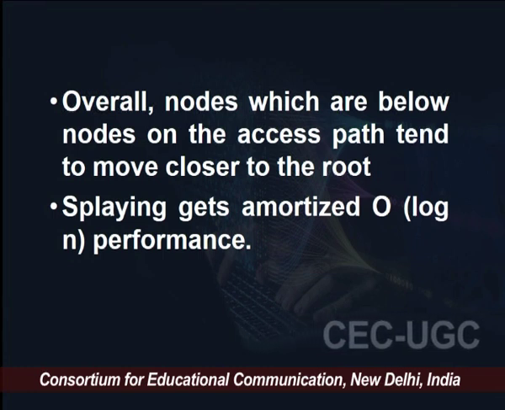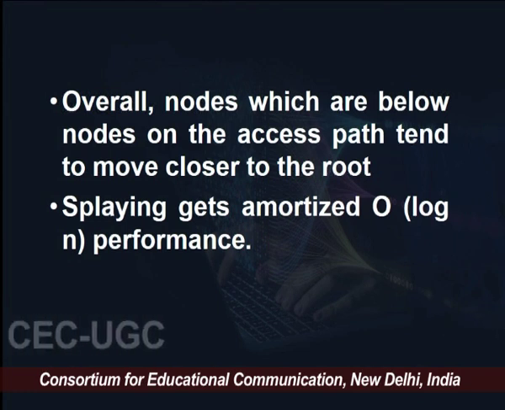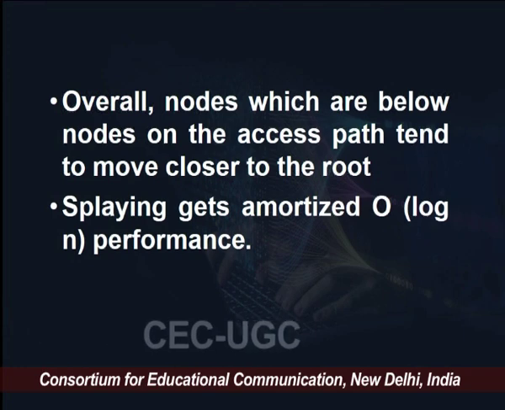Overall, the nodes below the nodes on the access path tend to move closer to the root, and splaying gets amortized performance. The measure of that amortized performance is order log n, and amortized analysis is done in those scenarios in which one particular operation is expensive while others are not expensive.